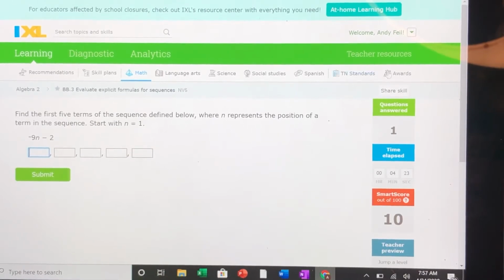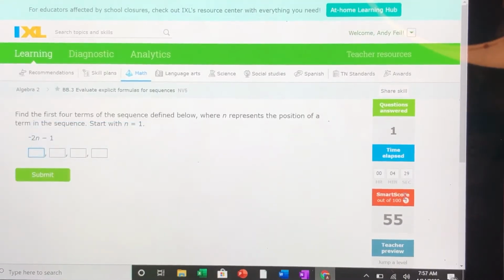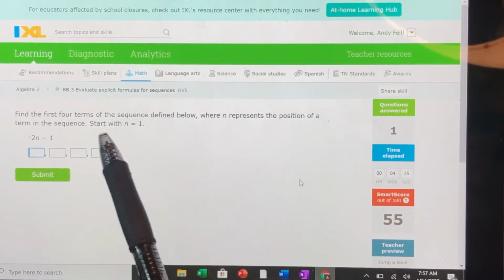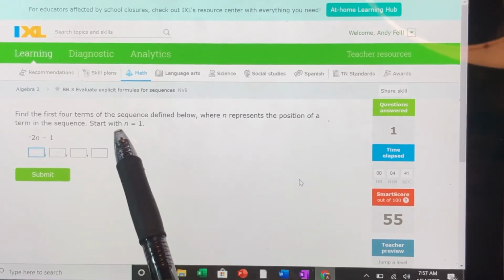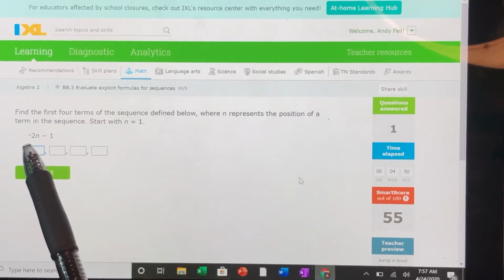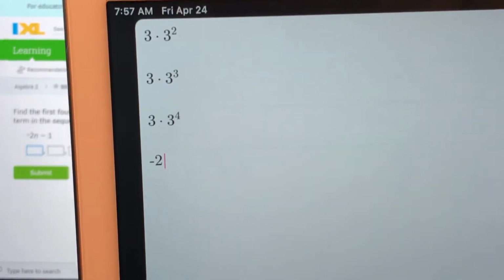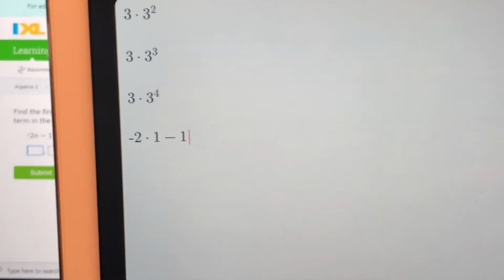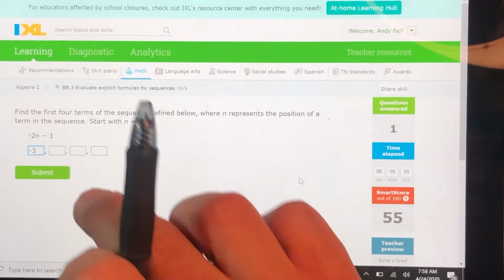Okay? Let's jump up a level and see if these can get more difficult. Okay, well, let's try this one. That doesn't look any more difficult, but it does look different. Find the first four terms of the sequence defined below, where n represents the position of a term in the sequence. Start with n equals 1. So just like before, we're going to plug in a 1, then we're going to plug in a 2, a 3, and a 4 into this expression. So first, what's negative 2 times 1 minus 1? Negative 2 times 1 minus 1. It's negative 3. So the very first blank, we're putting a negative 3.